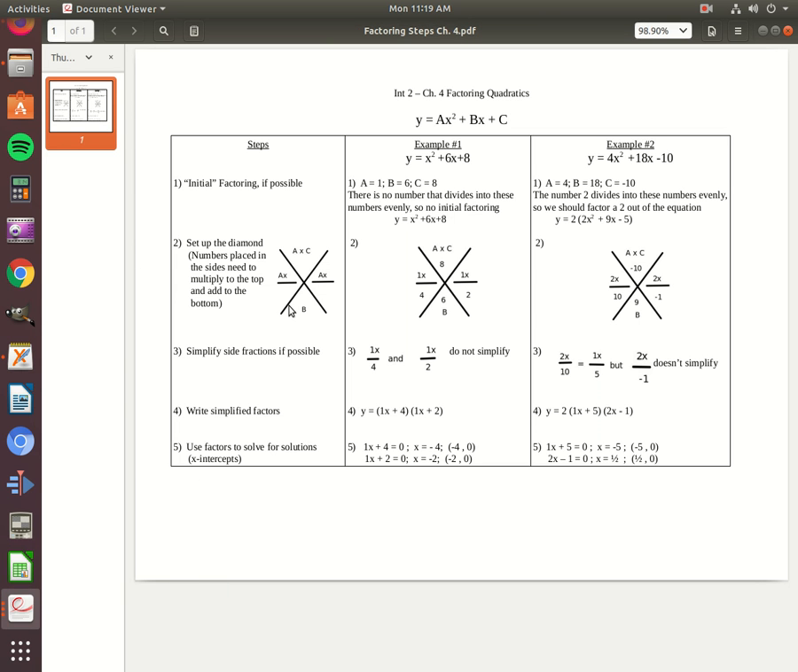Finally, I have this factoring quadratics page. So you can see step 1 is the initial factoring if possible. So we're going to talk about this step 1. In this example, y equals x squared plus 6x plus 8.